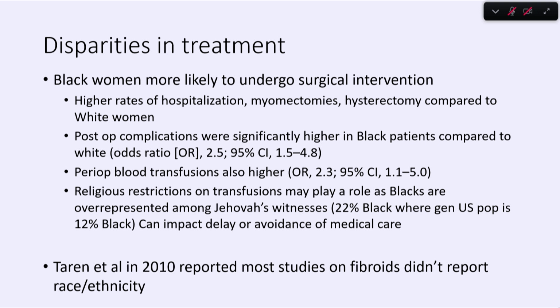We know that pre-op blood transfusion rates are also higher. And religious restrictions on transfusion. There was one paper that may have found a role just because more Black patients may be Jehovah's Witnesses, and there's a restriction on transfusions. Also, this could impact and delay the avoidance of medical care, making the fibroids possibly get worse, get bigger. So that could have an impact on transfusion rates as well. And then there was another study in 2010 that reported that a lot of the bigger studies with fibroids actually didn't even report race or ethnicity.